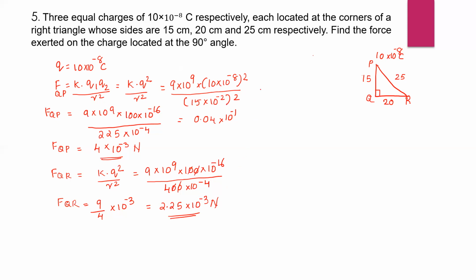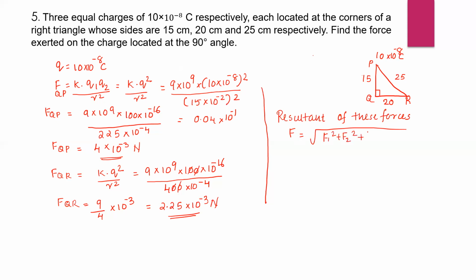Now let us calculate the resultant of these two forces. The resultant of these forces is given by F is equal to under root F1 square plus F2 square plus 2F1 F2 cos theta. Okay, here theta is 90 degree.